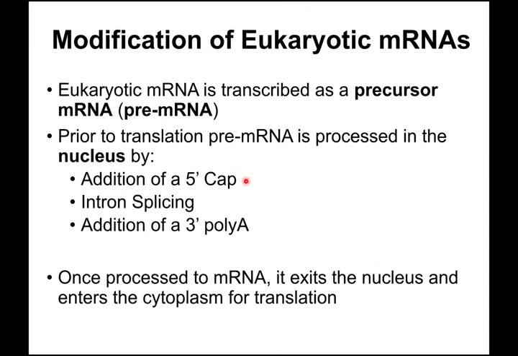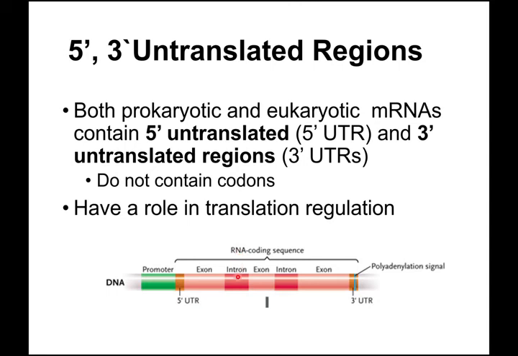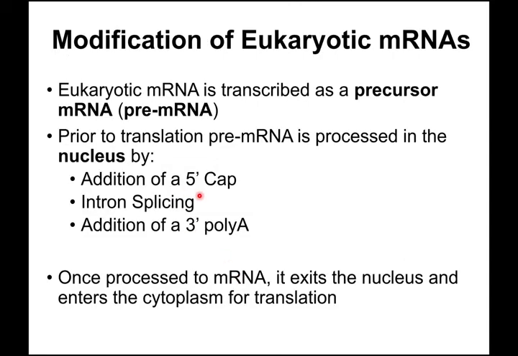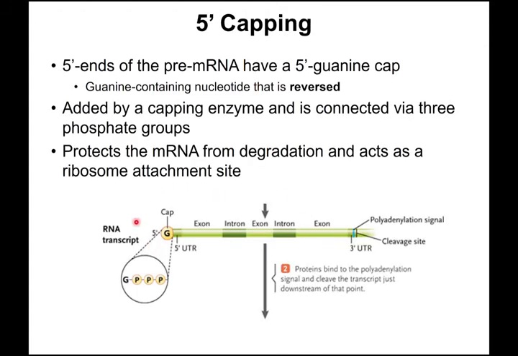So what are these 3 steps? The first one is the addition of a 5' cap, or 5' capping. The second is the removal of the intron sequences, the non-coding sequences, referred to as intron splicing. The third step is the addition of a 3' polyadenylation, or 3' capping by polyadenylation. Okay, so let's look at the 3 steps. First, 5' capping. This is an important step, which is done for 2 main reasons. First of all, it protects the 5' end of the immature RNA from degradation.